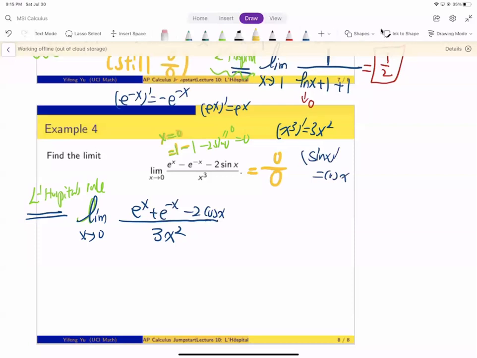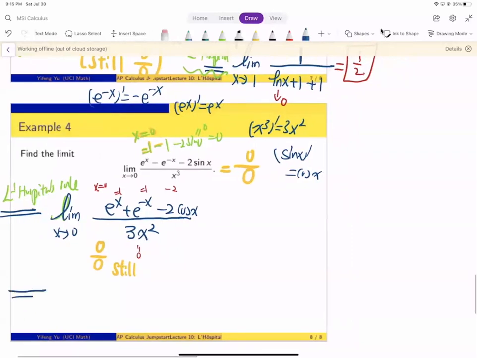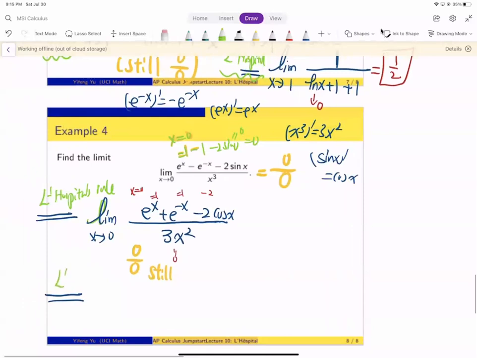Are we done? Not yet, because if you let x equal 0, you'll find this is 1, this is 1, this is minus 2, and this is 0. Again, this is still 0 over 0. That means we have to apply L'Hopital's rule again. So let's apply it one more time.